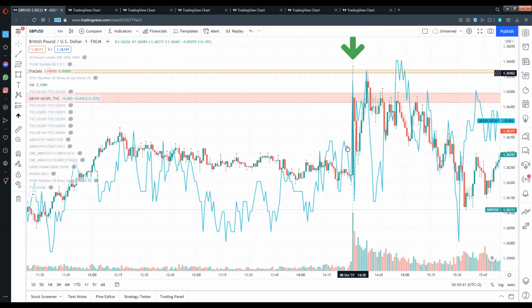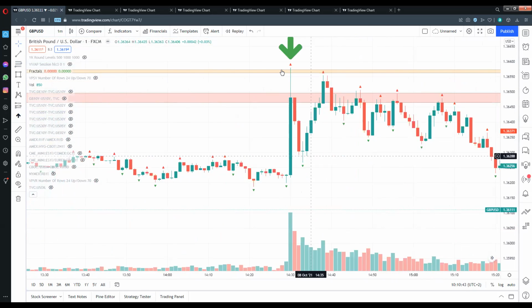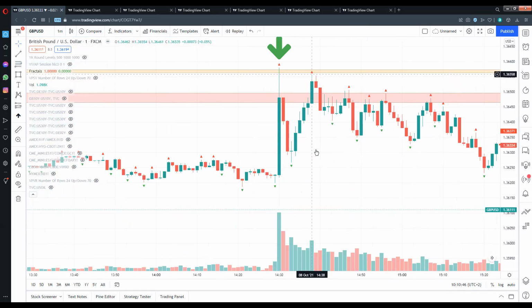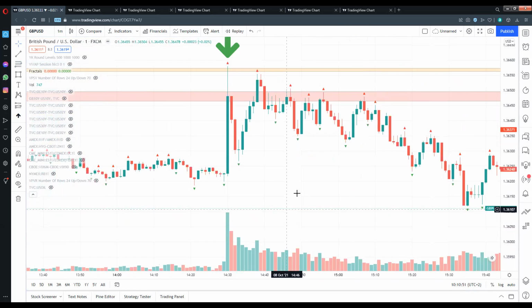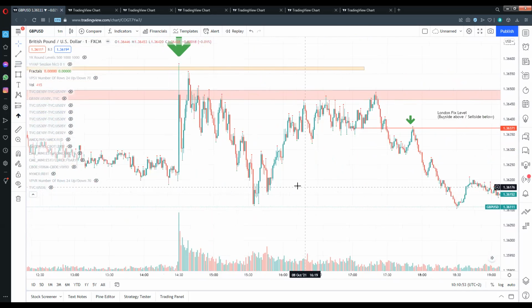Look what happens. This is NFP. Boom. It pins it. It comes back on low volume, right? This is now lower volume than previously. What we can do, boom, low volume retest. We go down. We come back up. We test the previous supply zone. Supply zone, and boom, we go. Then we get the London fixed level, which is the 17 o'clock open.